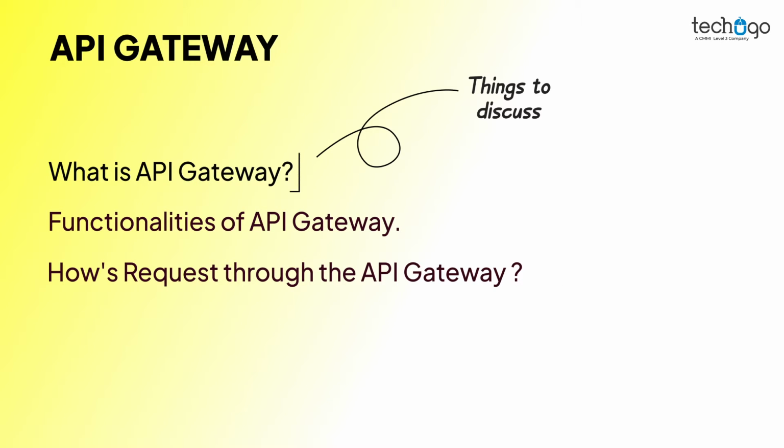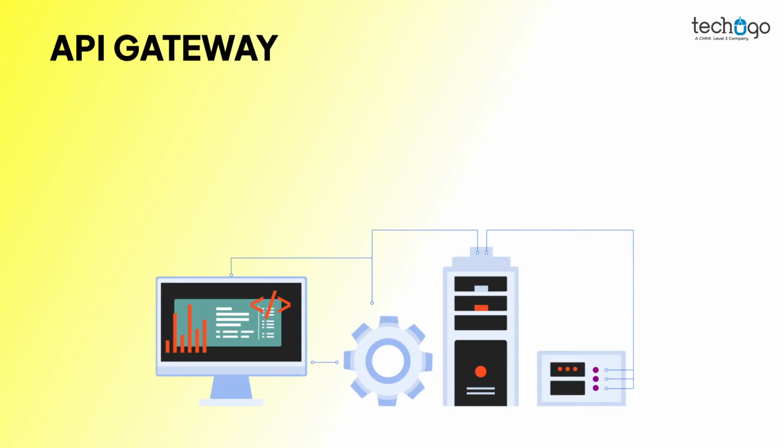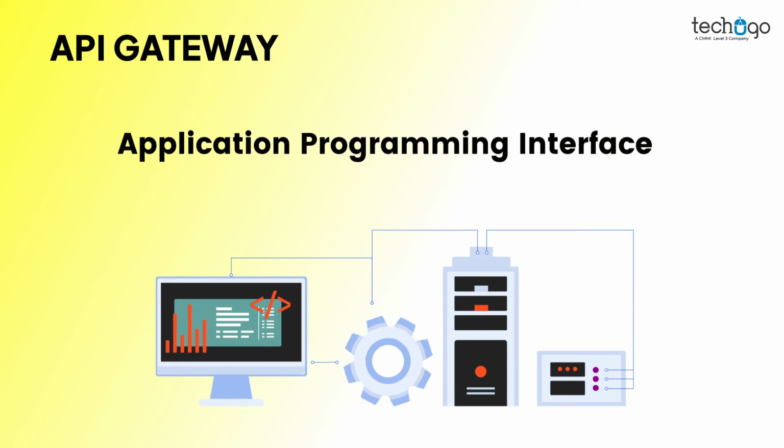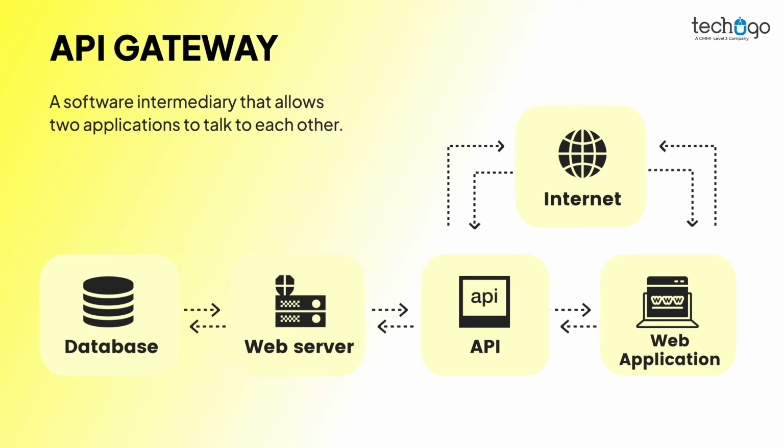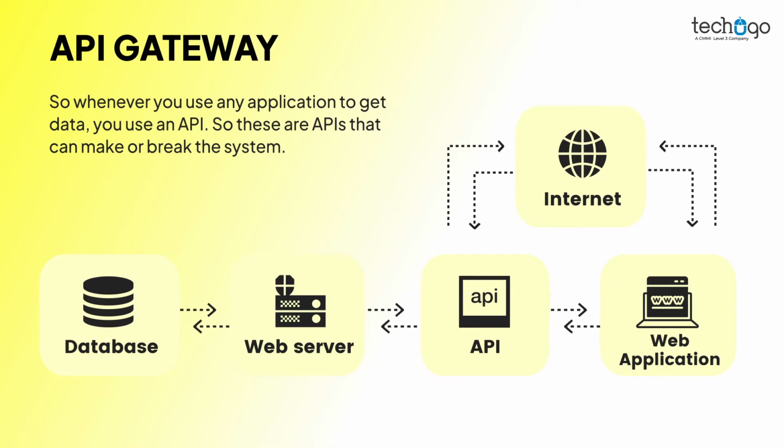Let's first understand what an API is. API stands for Application Programming Interface, a software intermediary that allows two applications to talk to each other. So next time when you use any application to get data, you are using an API. These are the APIs that can make or break the system.